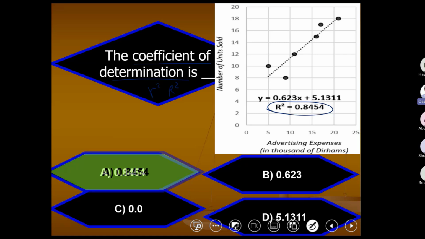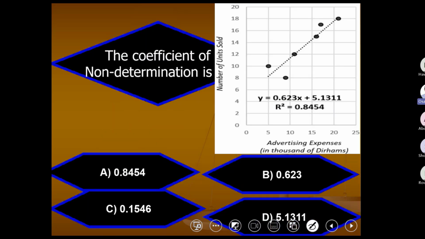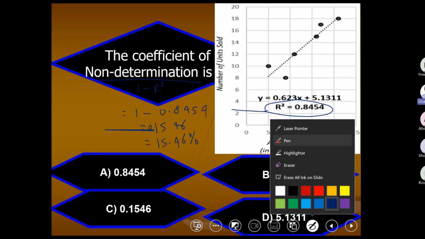A. Okay. Now the same graph, and he's asking me about the coefficient of non-determination. I know the coefficient of non-determination is 1 minus r square. He gave me r square over there. So 1 minus 0.8454 equals what? C, which is 0.1546. If you would like to write it as a percentage, it will be 15.46%, right? You multiply by 100 if you like it as a percentage, okay?